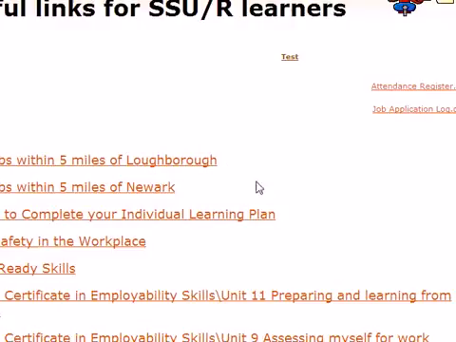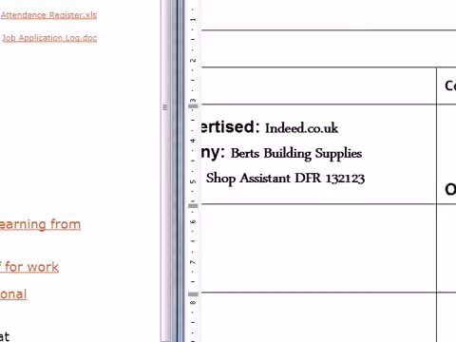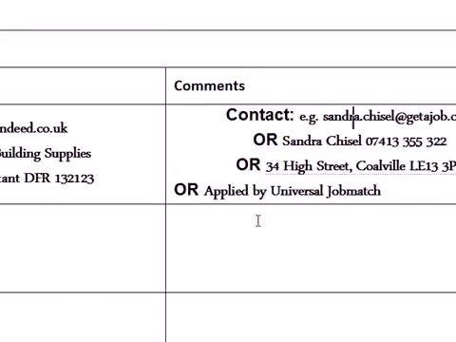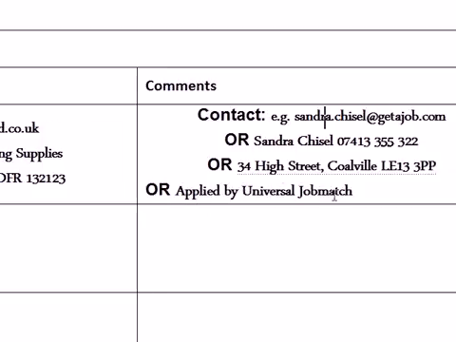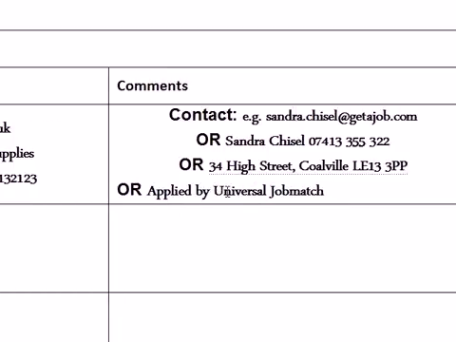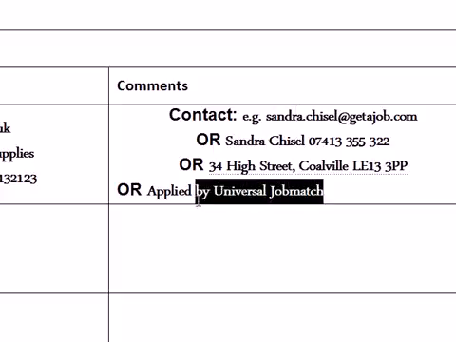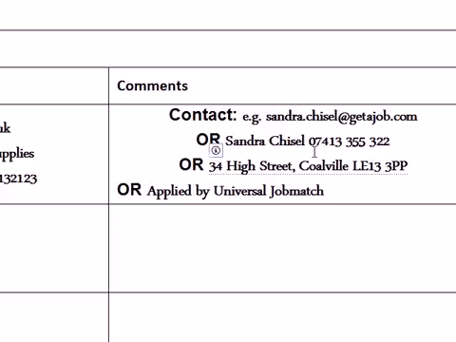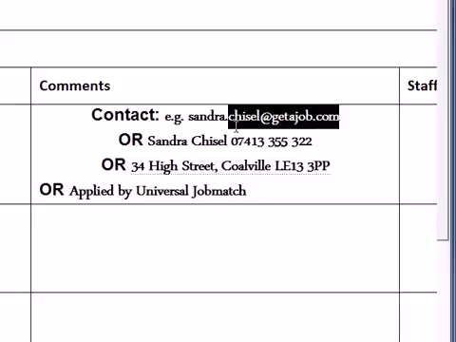Now what I want to show you is how to update your Universal Jobmatch activity log. I've already mentioned earlier, if you're logged into Universal Jobmatch and you see some jobs and you click apply, it records that information, so the job centre can see which jobs you've applied for. But if you've applied for any jobs using your email, which I've just shown you, it won't know anything about that, so neither will the job centre.